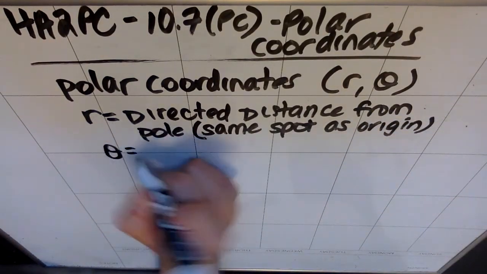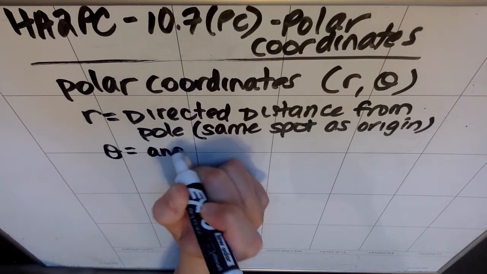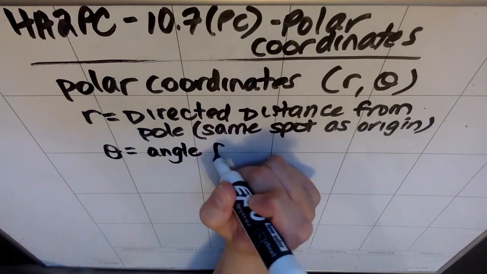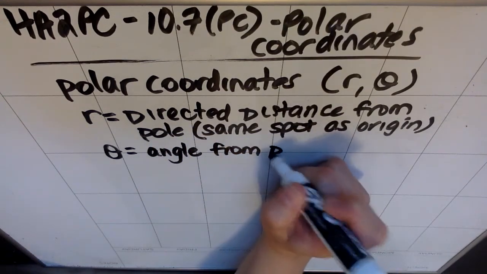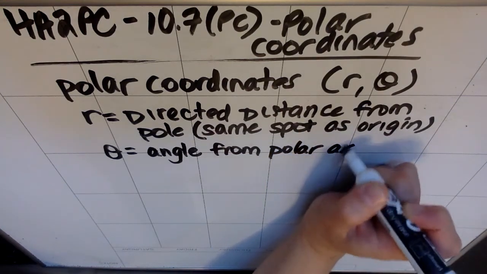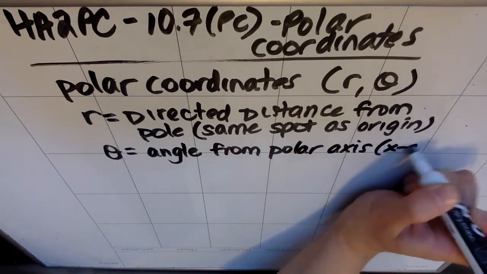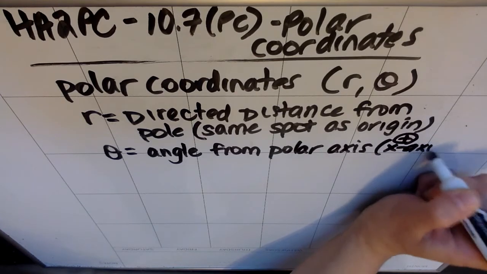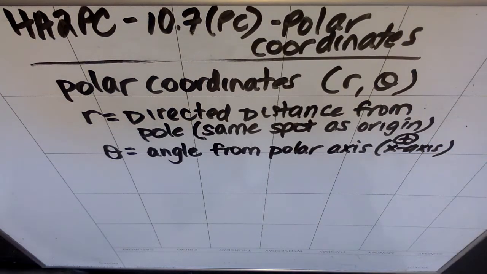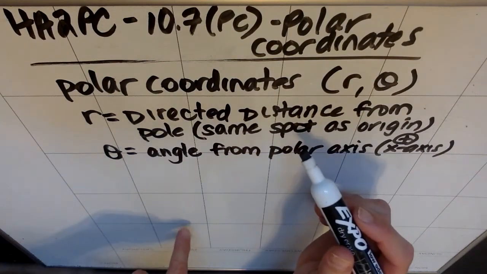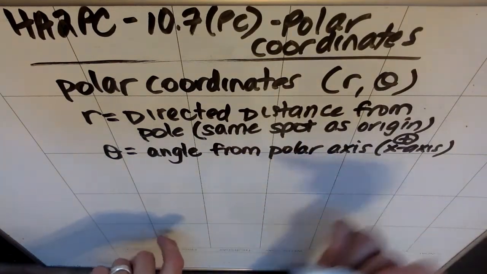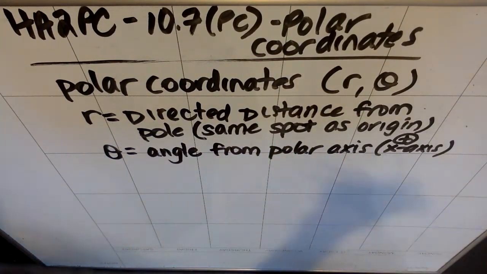And theta is an angle from the polar axis, which essentially aligns with what we call the positive x-axis. So what I mean by r being a directed distance is that if r is positive, you walk in the theta direction, and if r is negative, you walk in the opposite of the theta direction.